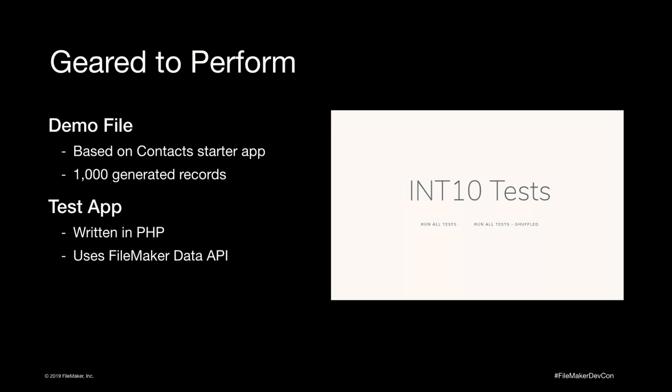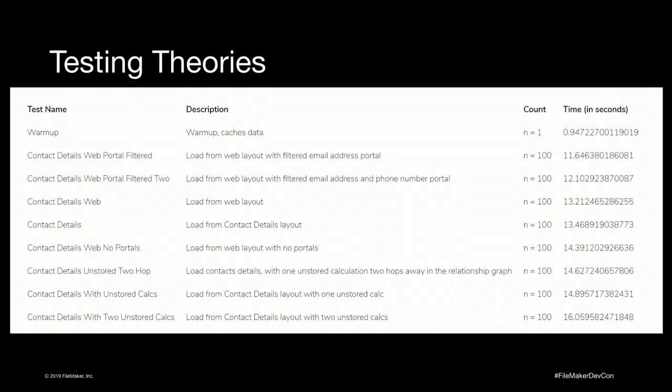The whole point of the test was to create several different layouts with minor variations to see how those things might affect performance. And I've got some results here. I can tell you I've run these tests literally hundreds of times, and the order has been exactly the same every time. So here are the results of these tests. Anything that went through a web layout was just a little bit faster than, say, just running through one of our UI layouts based on the original contact details layout in that Contact Starter app. What I also found was if you filtered the portals on those records, those results came back just a little bit faster as well. Now down at the bottom, you'll see a lot of unstored calculations.